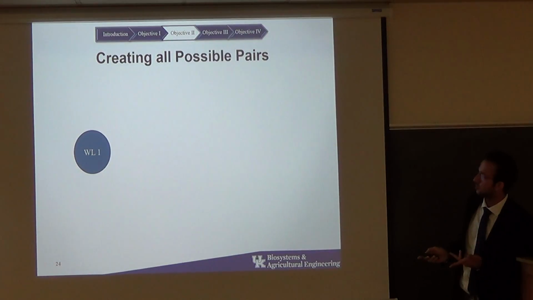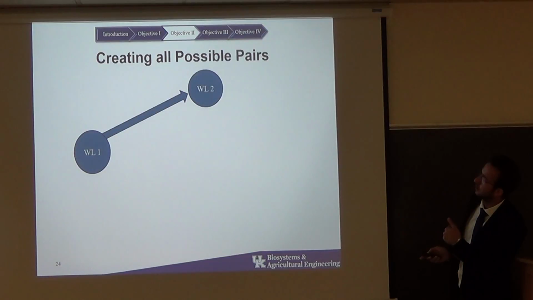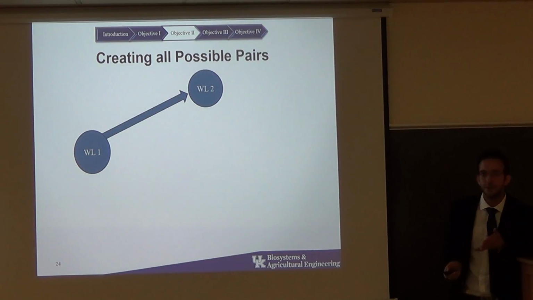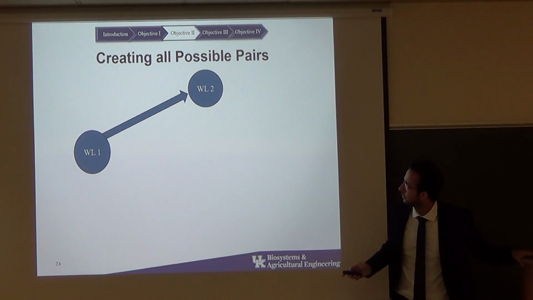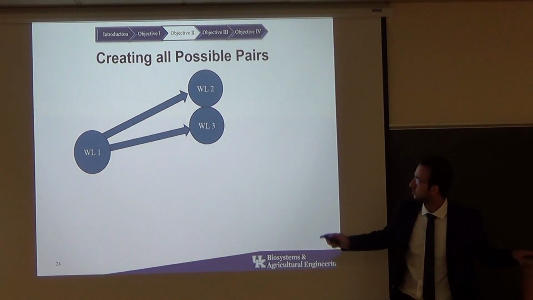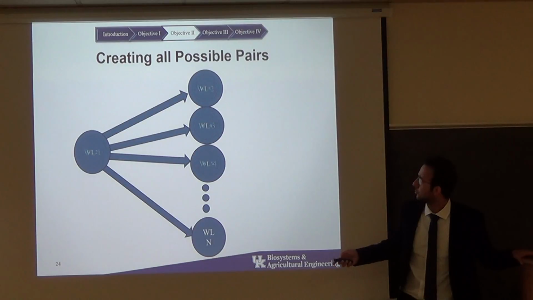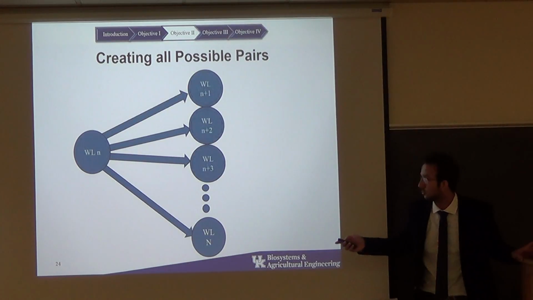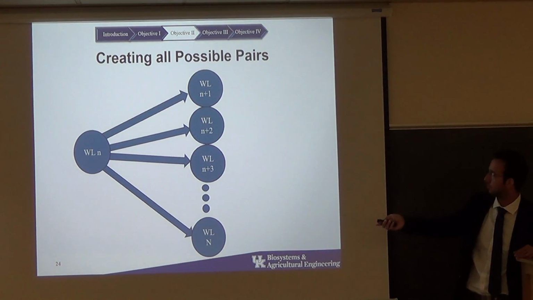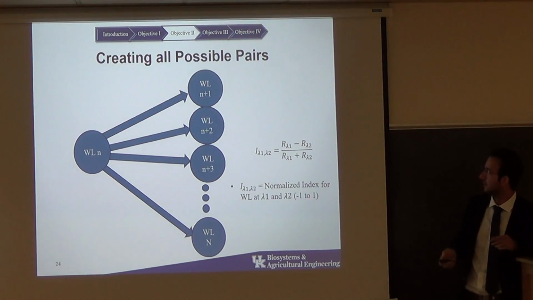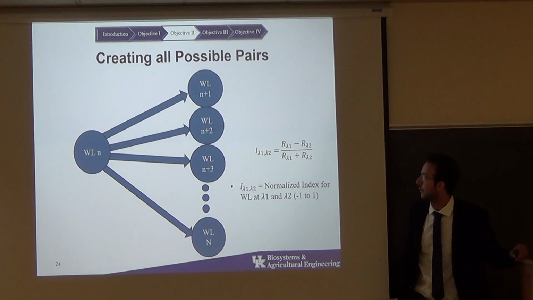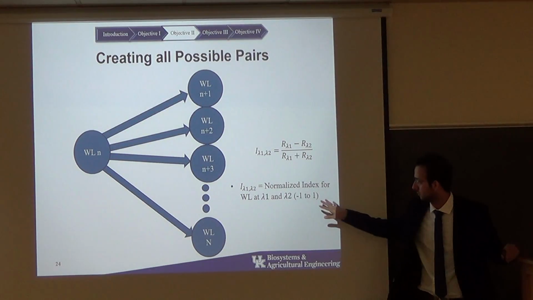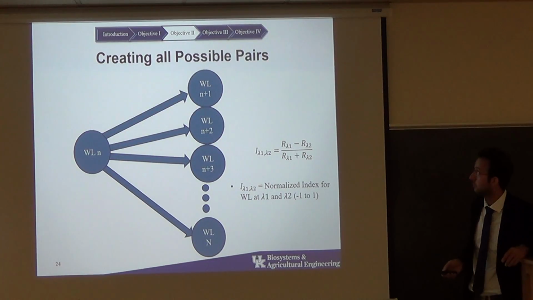To do that, we created all the possible pairs of wavelengths. For example, I'm trying to visualize wavelengths 1 by 2, 1 by 3, 1 by 4, and we keep going 2 by 3, 2 by 4, and finally in the general form we're going to have something like this, and the index will be normalized using these two reflectance values. It will be a value between -1 and +1.